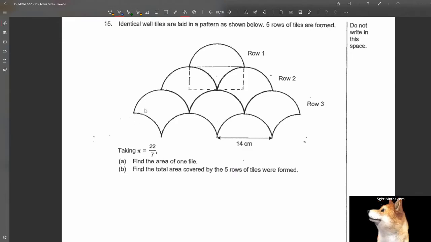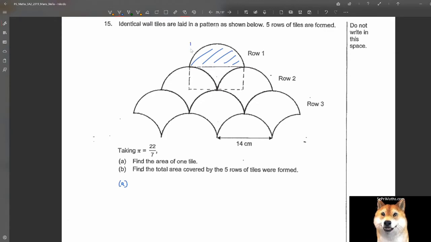Question 15. Identical wall tiles are laid in a pattern as shown below. 5 rows of tiles are formed. Row 1 has 1, row 2 has 2, row 3 has 3, and so on. Taking pi equals 22/7, part A, find the area of one tile. So one tile is this. Let's examine the tile. The tile is made out of a semicircle, like here, and then this part, which is a leftover from a quadrant.